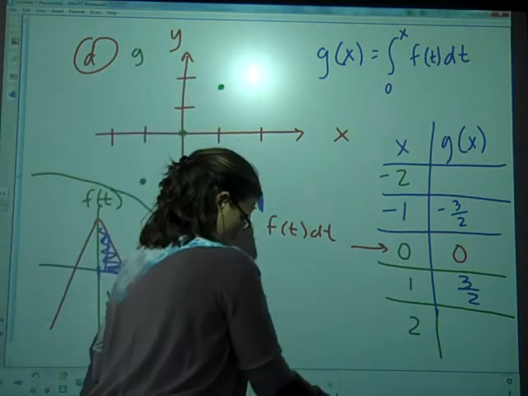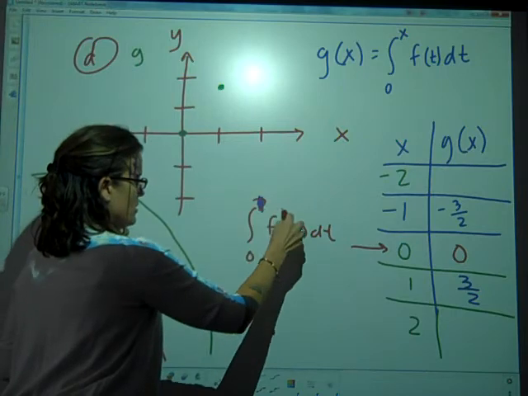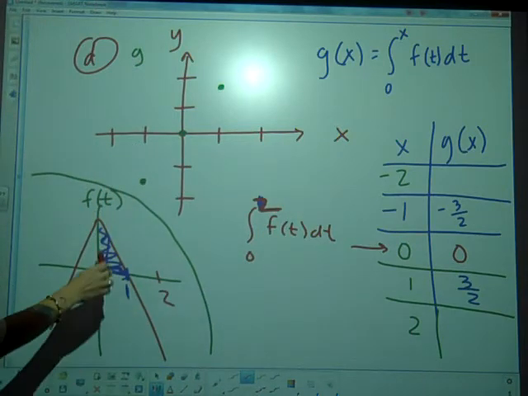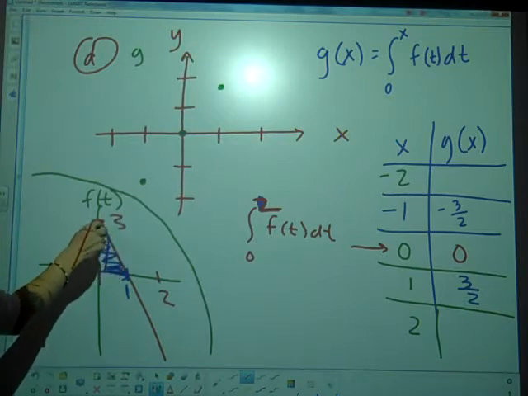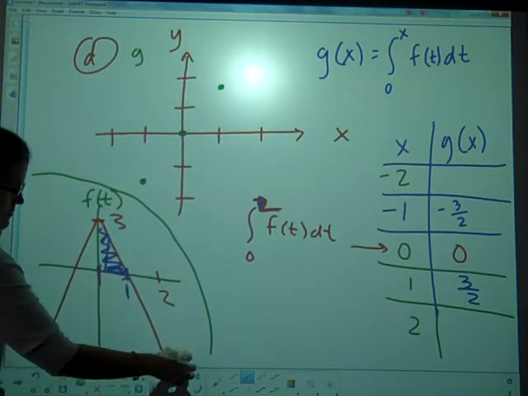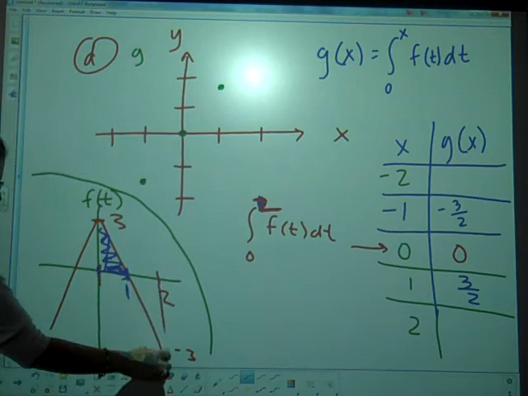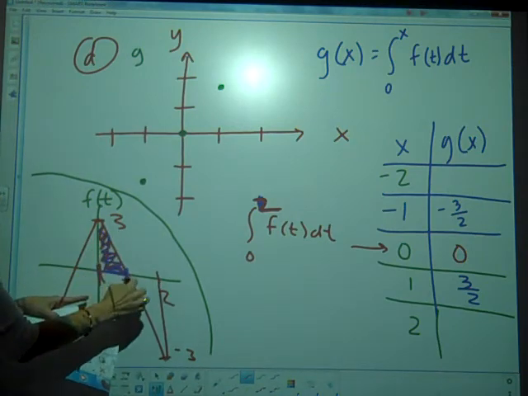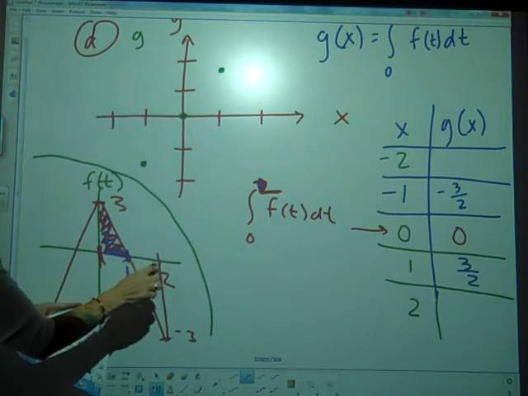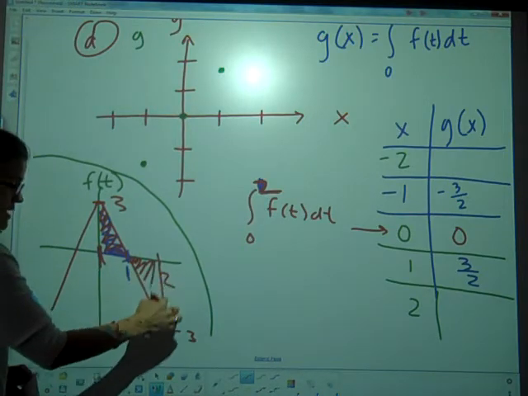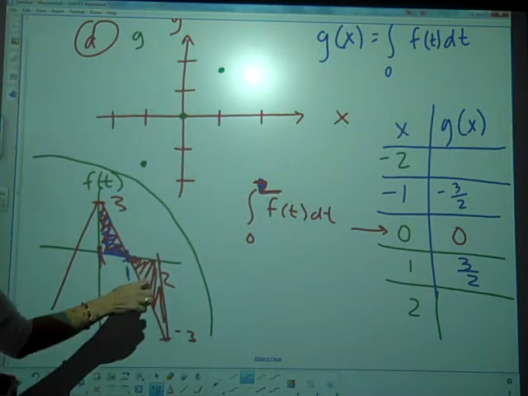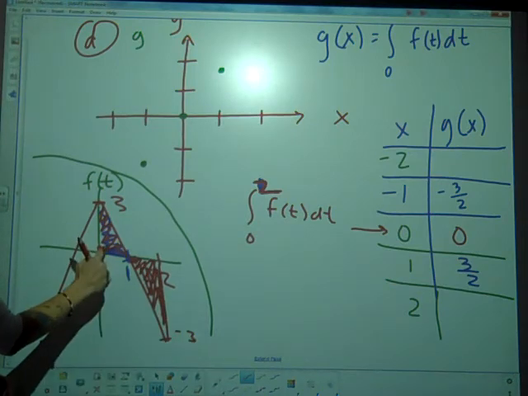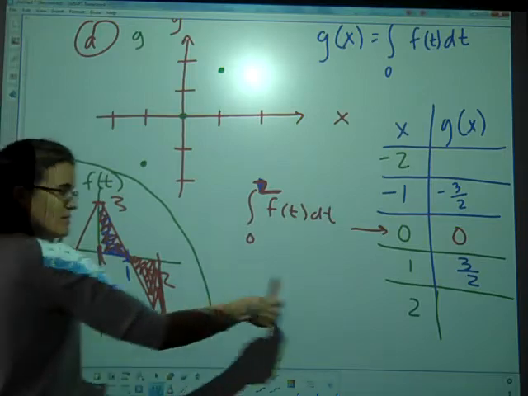If I plug in 2, the integral from 0 to 2. Remember this was at a peak at 3 and this was at a minimum here at -3. If I integrated from 0 all the way to 1, we knew that this was +3/2. And then as I move from 1 to 2, this turns into negative, because I'm below the x-axis. This was the exact same size as this, so this was -3/2. So +3/2 and -3/2 cancel out, and that would just be 0.